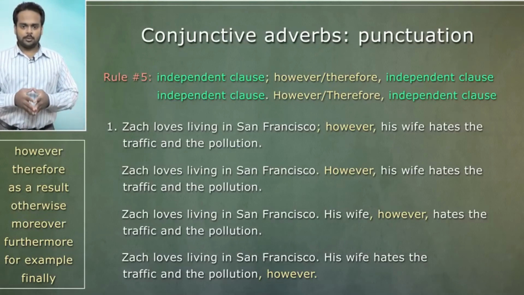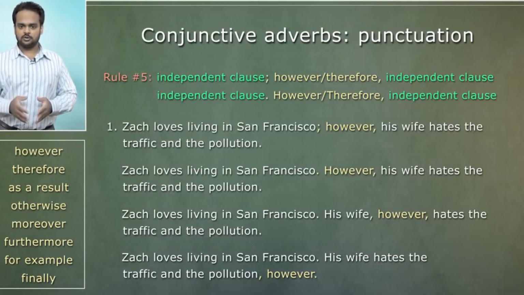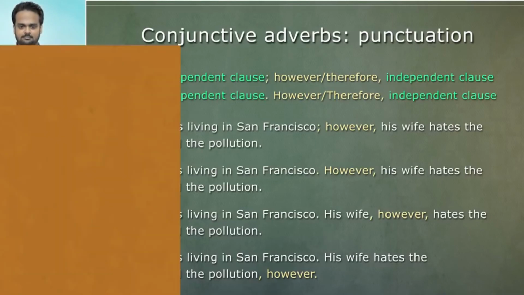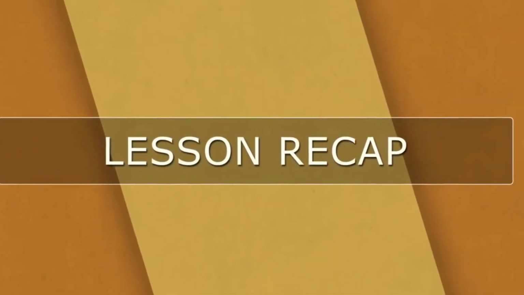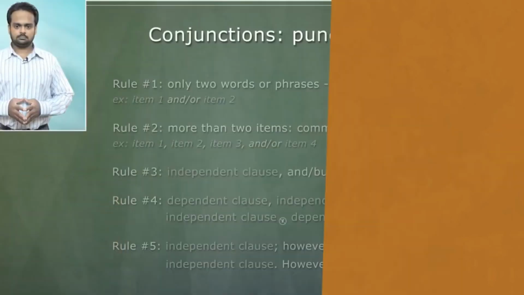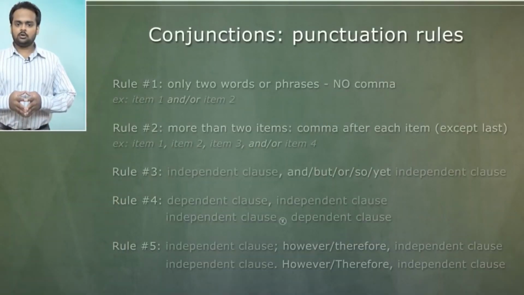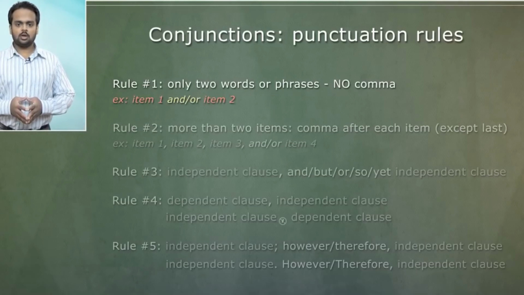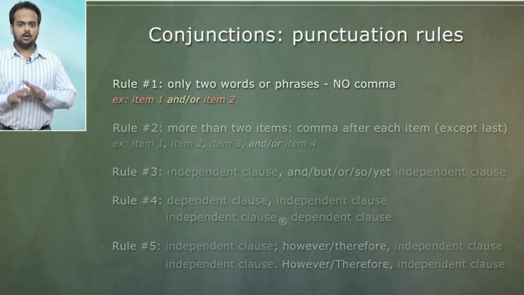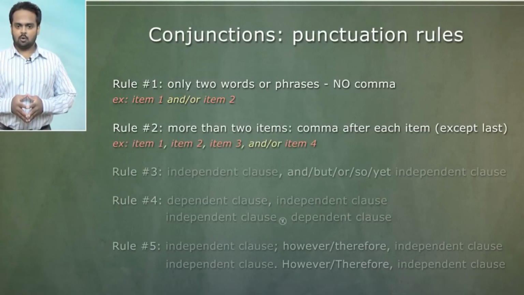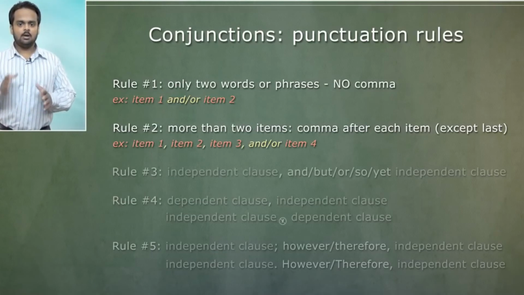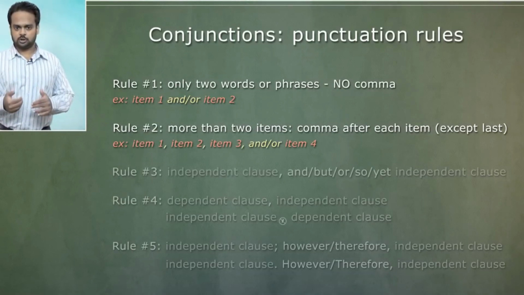Alright, now let's do a quick recap of all the rules that we've learned in this lesson, and then I will give you a test to see if you can punctuate conjunctions correctly. Rule number 1. If a conjunction only connects two words or phrases, no comma. Rule number 2. In lists of 3 or more items, put a comma after each item, except the last. Put the last comma before the conjunction.